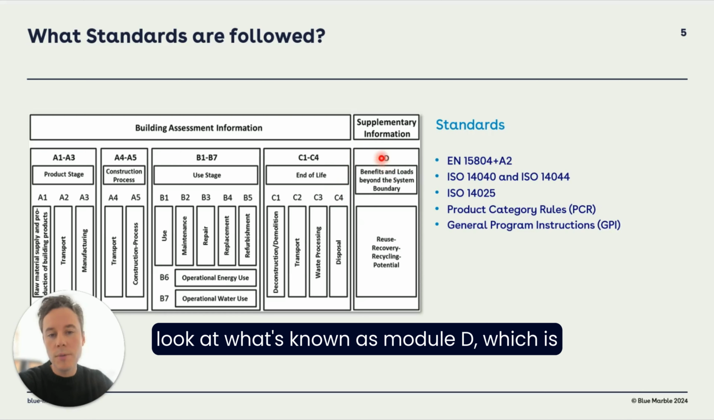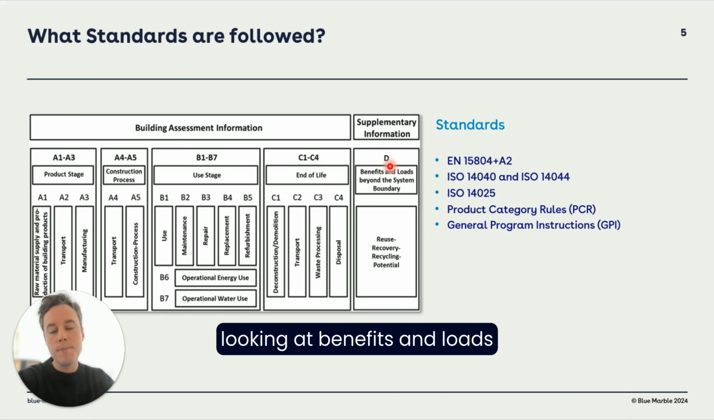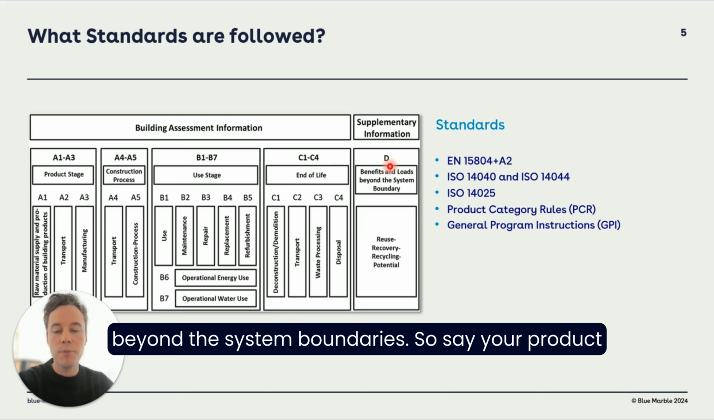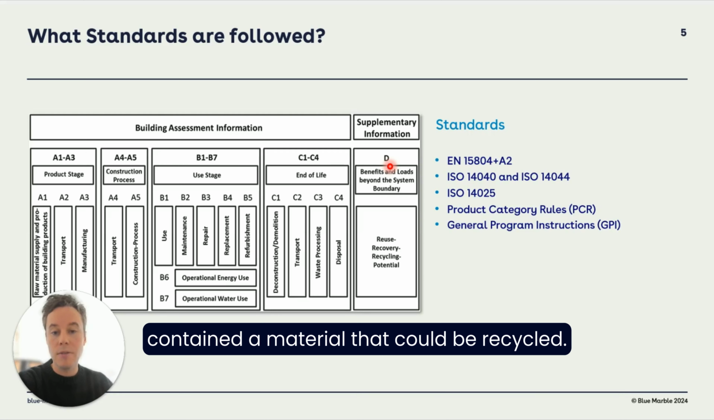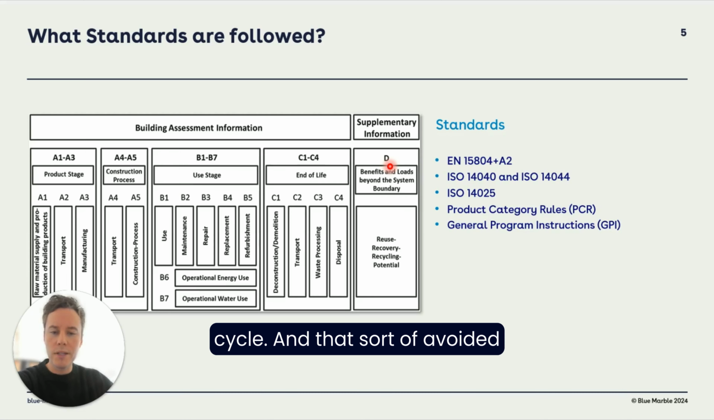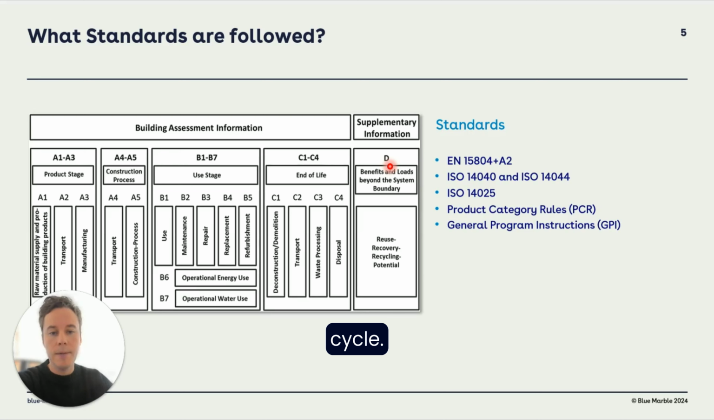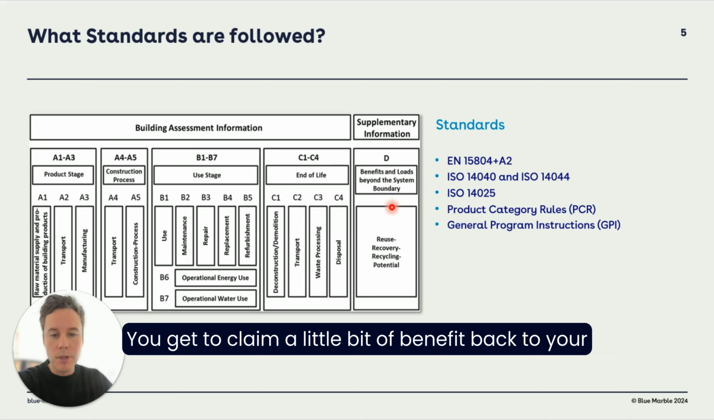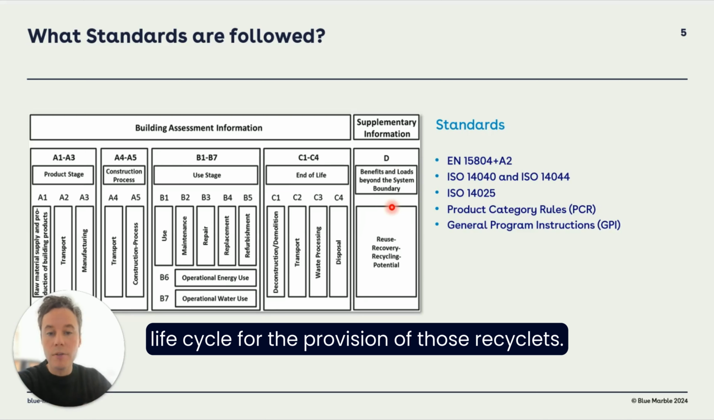You can also look at what's known as Module D, which is looking at the benefits and loads beyond the system boundaries. So say your product contained a material that could be recycled, you consider the recycling of that and also the provision of that recyclate to the next life cycle and the sort of avoided impact from providing that material to a subsequent life cycle. It's therefore you get to claim a little bit of benefit back to your life cycle for the provision of those recyclates.